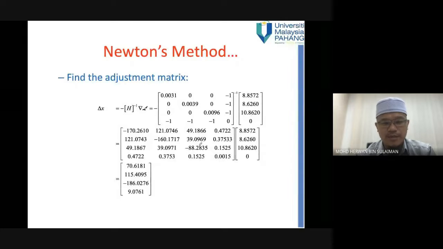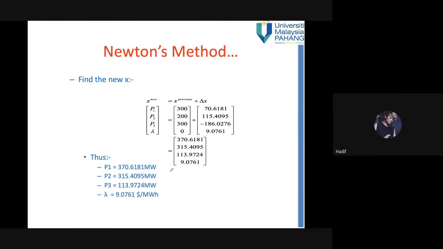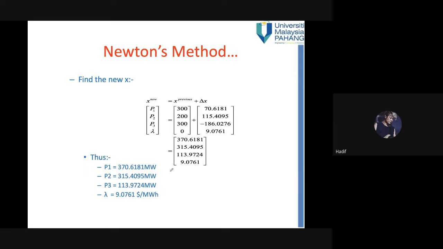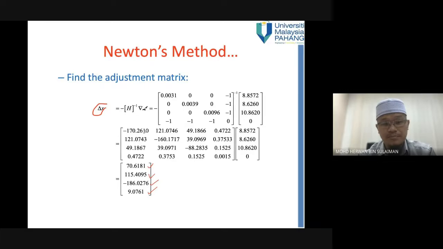Itu dapat jawapan awak ialah delta X equals to this one: delta P1, delta P2, delta P3 and delta lambda. So next. Saya nak tanya. Sebab saya pakai kalkulator saya yang latest ni lah. Dia ada 4 kali 4, tapi dia punya decimal places belakang tu dia lain sikit lah. Berapa? So macam mana tu?